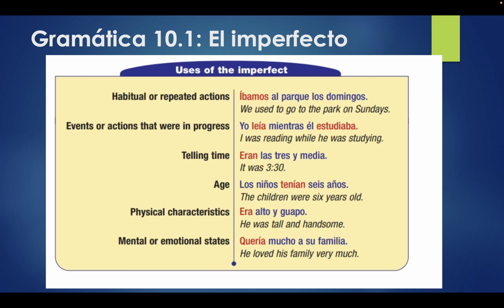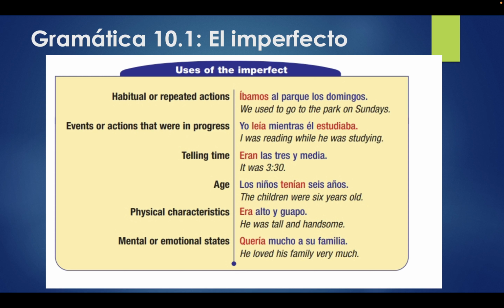Telling time is also an imperfect thing. So eran las 3:30. It was 3:30. If you read any stories in Spanish, like books, you'll see eran las 3:30. It was 3:30. You'll see the imperfect there. Okay, for age, los niños tenían 6 años. They were 6 years old.